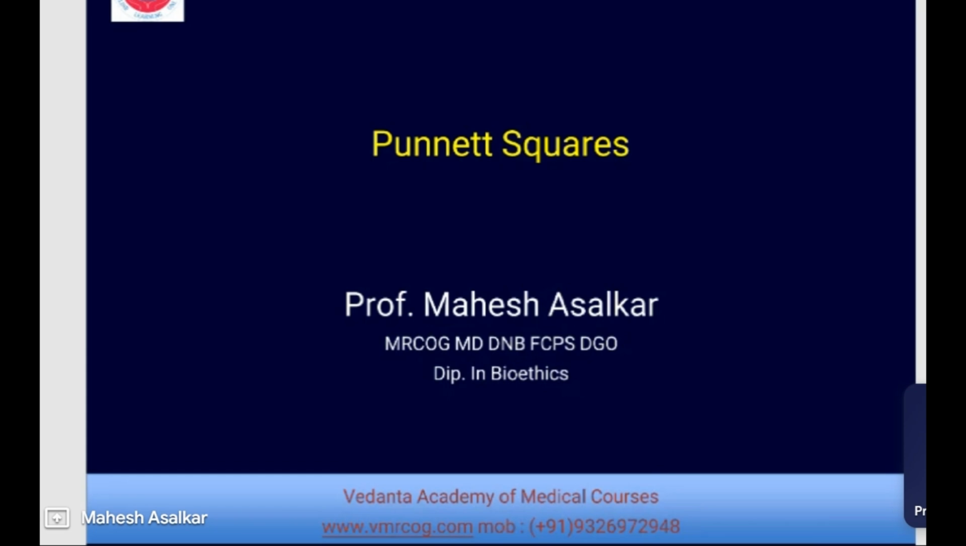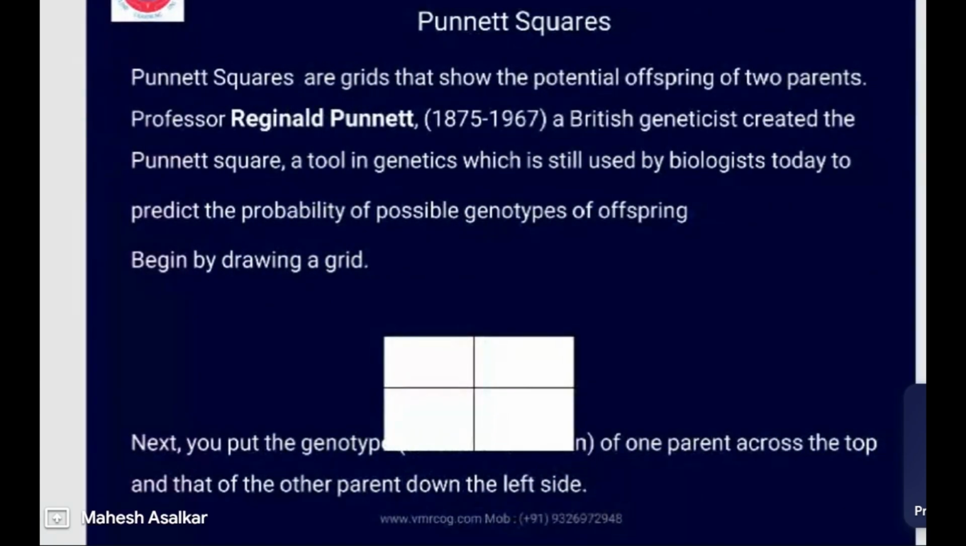We'll restart again. We'll start the topic of Punnett squares. Punnett squares are grids that show the potential offspring of two parents. Professor Reginald Punnett, a British geneticist, created the Punnett square, a tool in genetics which is still used by biologists today to predict the probability of possible genotypes of offspring.